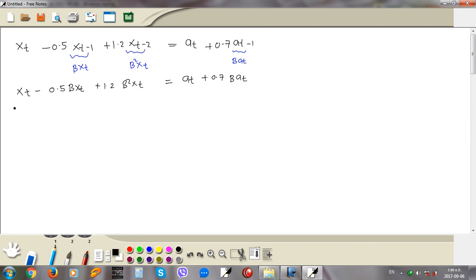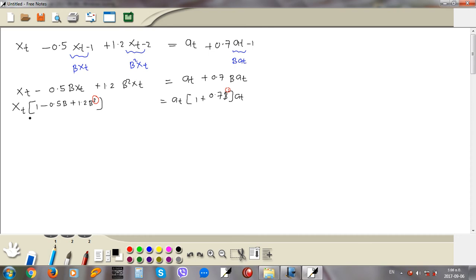So the at and xt terms are common, so I can take xt out from the brackets, and it comes as (1 - 0.5B + 1.2B²) xt, and at terms we can take out from the brackets, then (1 + 0.7B) at. Then we can consider the order here. What is the highest order of B? That is 2. Here, for the second part, it is 1. And so you can see that there are 2 parts.